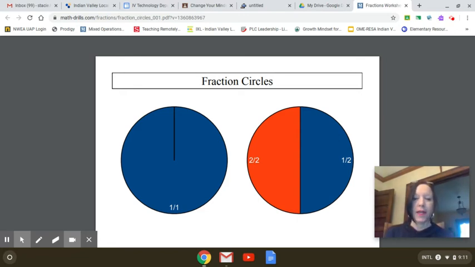Today we are going to review some shapes and how to partition them into fractions, and how they're related. If you take a look at my screen, I have some circles. We're going to start with circles, and hopefully you'll be able to apply this elsewhere.